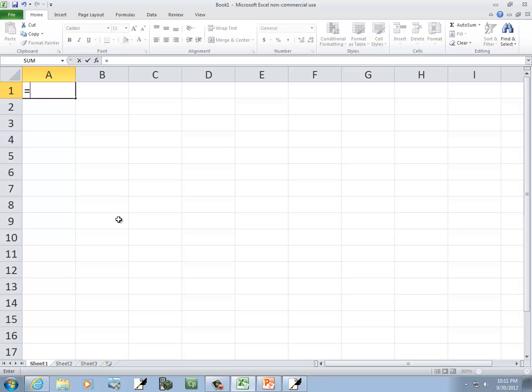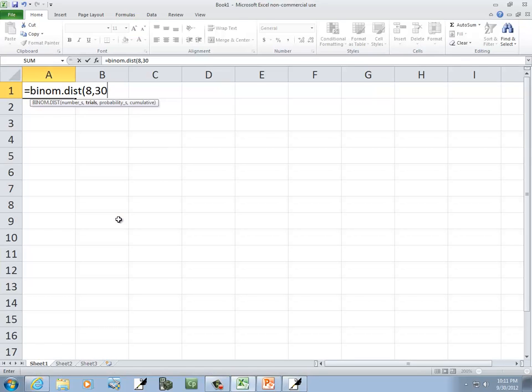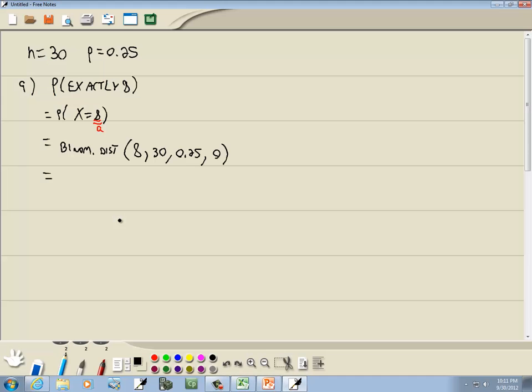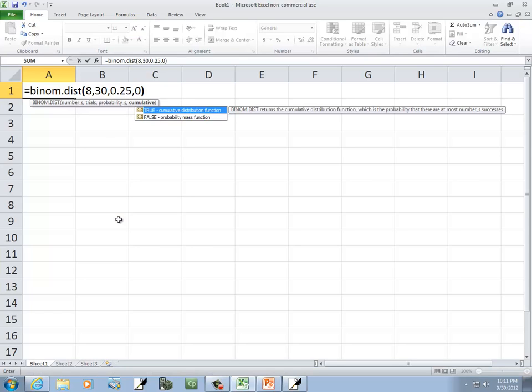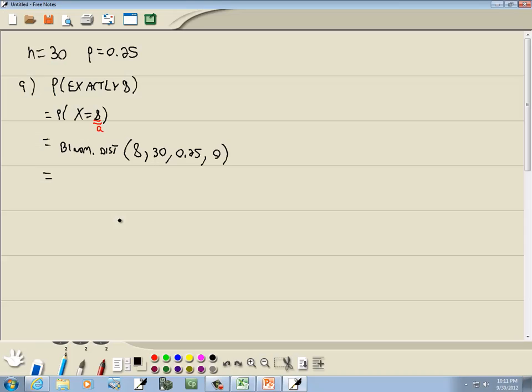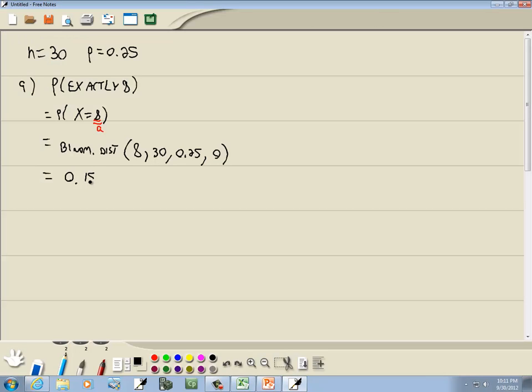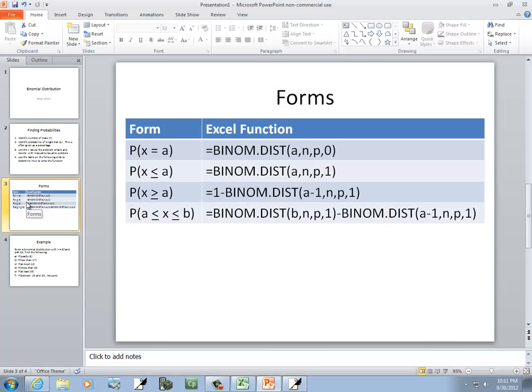So let's put this in. Come over here. Again, you have to put in equals. Binom dist, beginning parentheses 8, comma 30, comma 0.25, comma 0. And close parentheses and enter. So this gives us 0.1593.